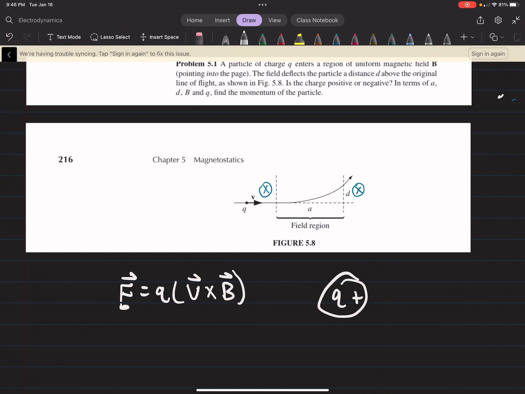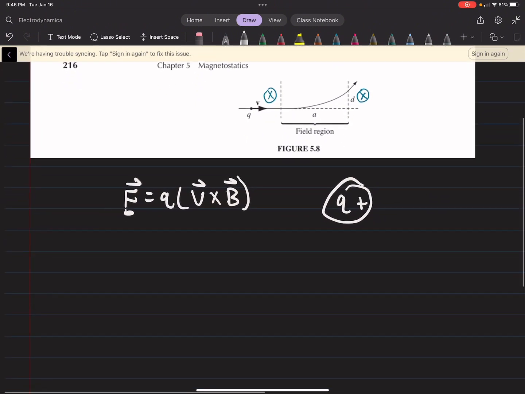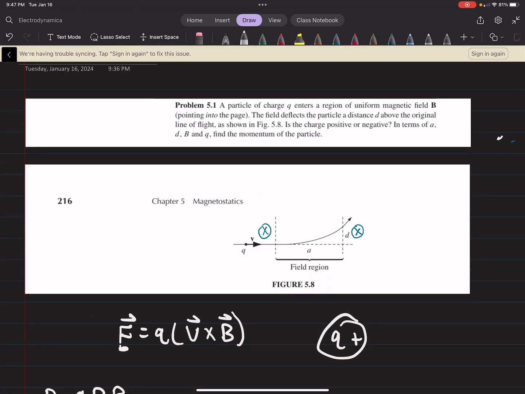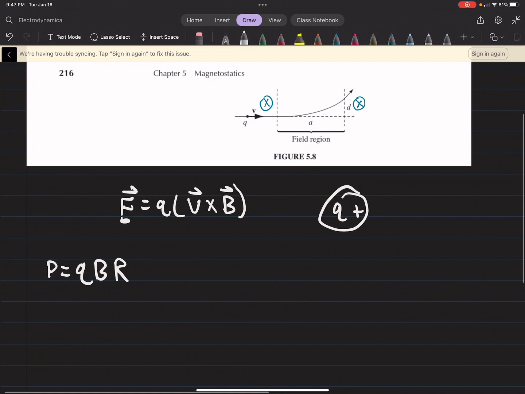Now, the next part of this problem wants to find the momentum of the particle. And this is a very common circular motion problem where your momentum is the charge Q times the magnetic field B times the radius of that circle we're going in. Okay, Q and B are great, but what is R?